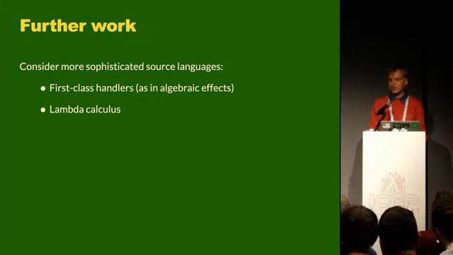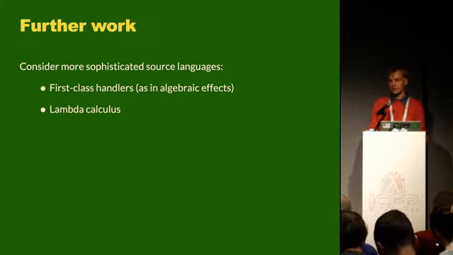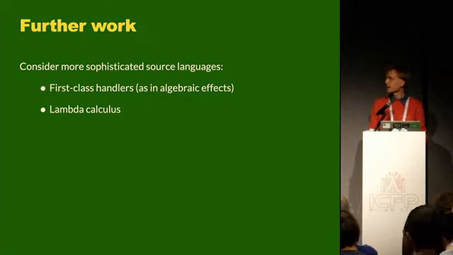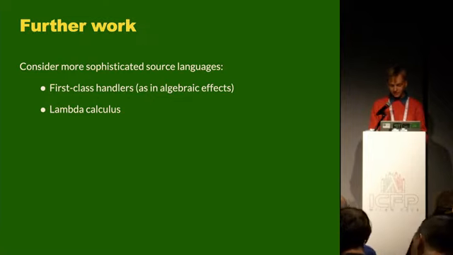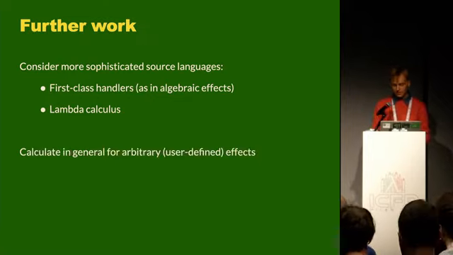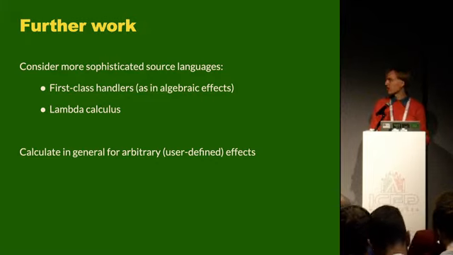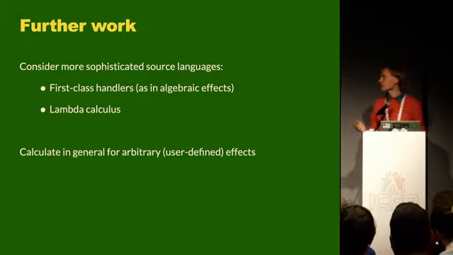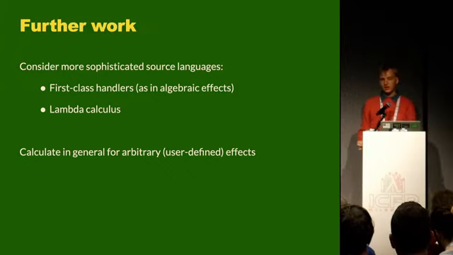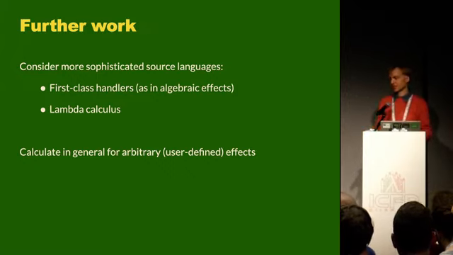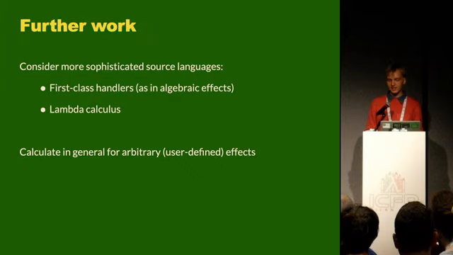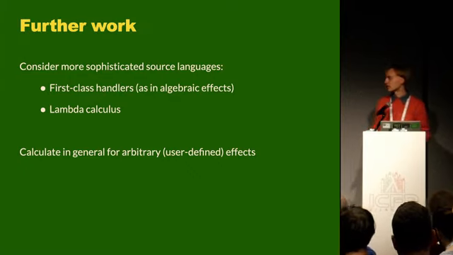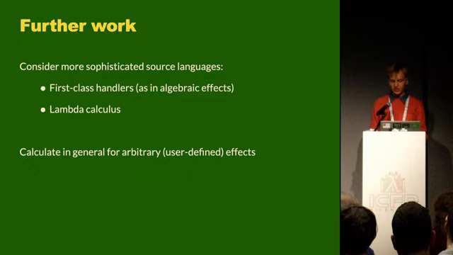And then also more sophisticated things in terms of maybe lambda calculus, or maybe we have variables in here, or that sort of thing. Then it would also be good to calculate one compiler in general for any effect, because having done the calculations for printing and for getting, setting, choice and non-determinism, it turns out that the calculations are very, very similar to each other.